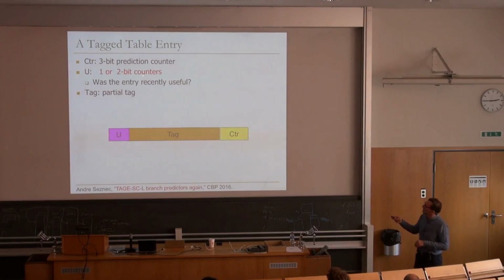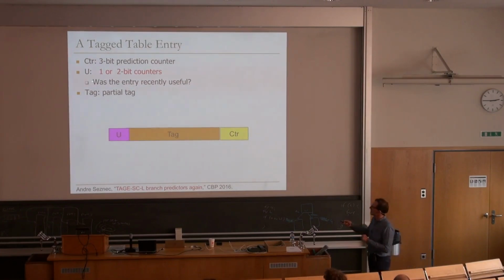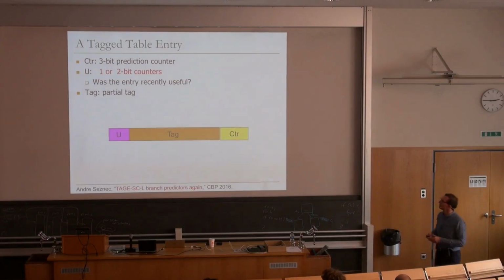And you can see there's a prediction counter, a 3-bit prediction counter. Was their entry recently useful? That's the usefulness counter. And a partial tag. So this is the prediction. This is, was it useful? And you have a partial tag, so it's not a complete tag of the full PC.